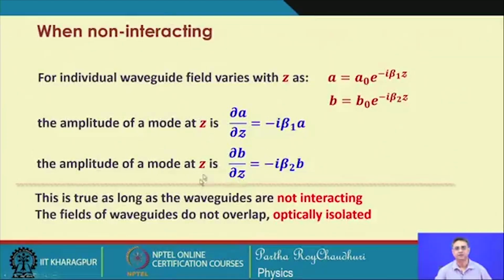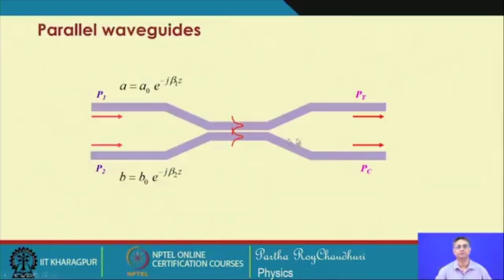This is true as long as these two waveguides are optically isolated and not interacting, as if they are well separated. The fields of the waveguides do not overlap. This is the situation when the two waveguides are quite apart, but when they are close to each other, the fields will interact with each other, and this is the schematic of the directional coupler structure.